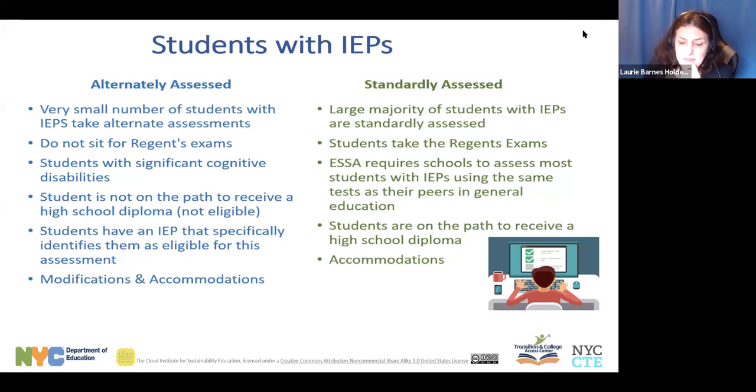So the large majority of students with IEPs are standardly assessed. So these students are taking the Regents exams. They're on a pathway to receive a high school diploma. And these students may receive some accommodations. So again, this would be listed on their IEP. It is not up to the general education teacher to do alternately assessed modifications. You would be working with a special education teacher.